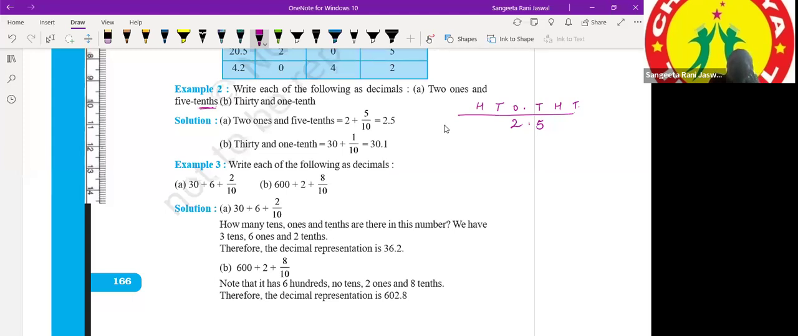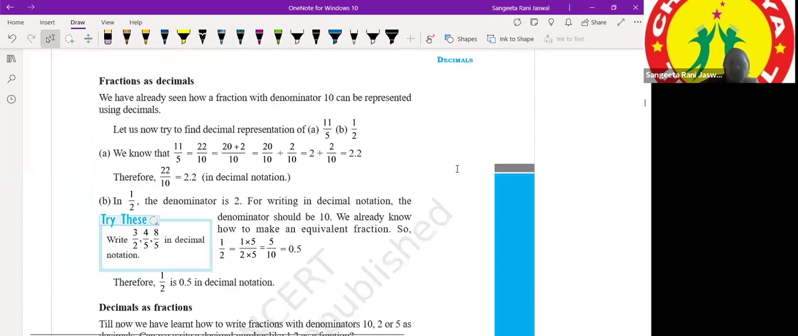Same way, you have 30 and 1 tenth. So how will you write 30? 3 at the tens place, and 1 tenth. 3 here, and this is 1. Okay, are you understanding, children? This is just the basics, okay? Then we'll move to the exercise.